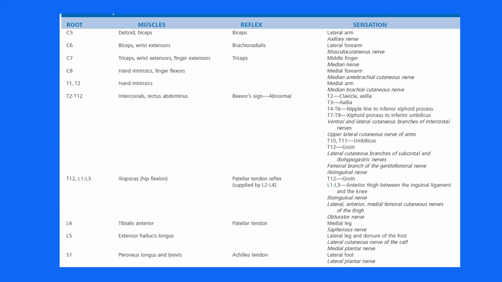You have to know about the knee jerk. Review this. You have to know which one supplies which. The peroneus longus and brevis, S1. Don't forget these.